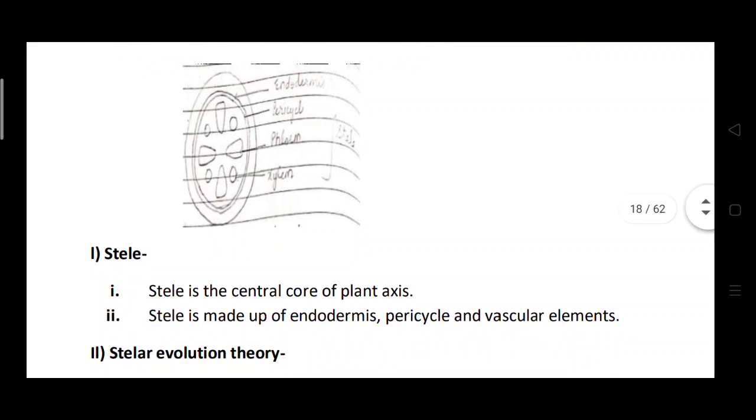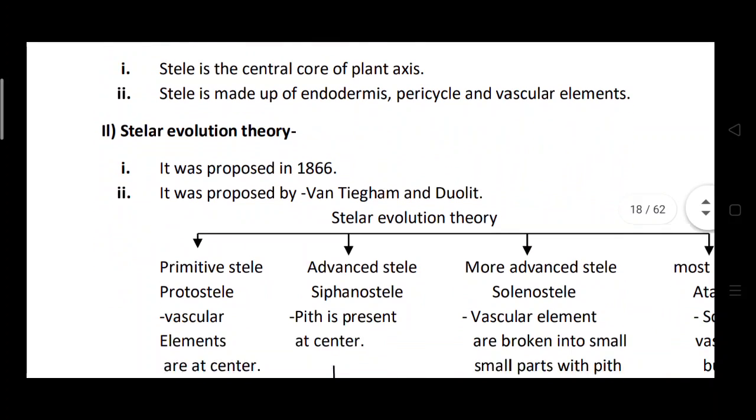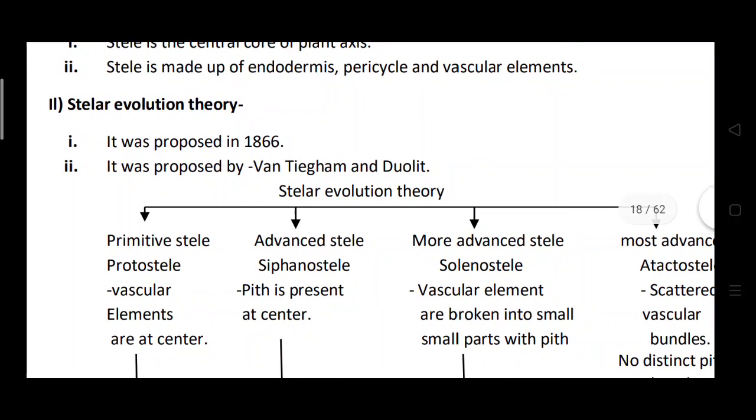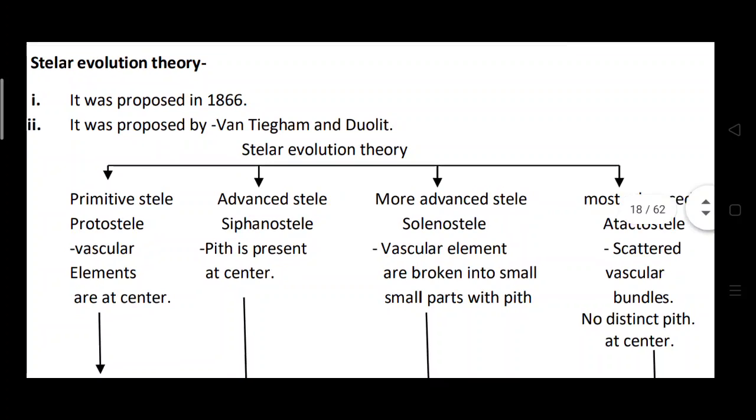Whatever the stelar region is, how the evolution takes place in the stelar regions of the plants. The stelar evolutionary theory was first proposed in 1866 by the scientists Van Tieghem and Douliot. According to this theory, there are four different types of stele.